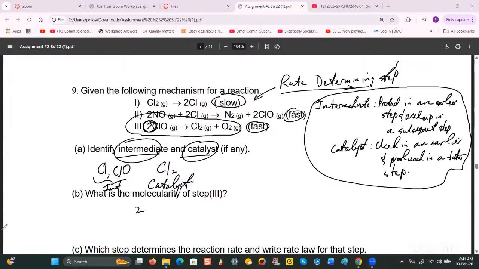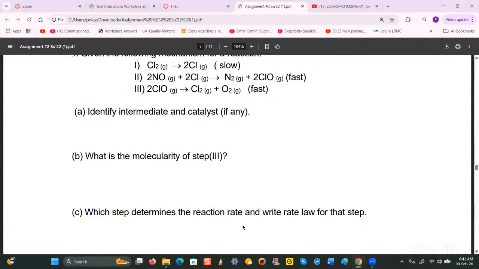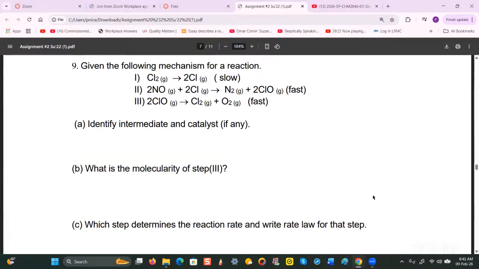Okay, let me clear this. The next question is, which step determines the reaction rate? And write the rate law for that step. If you remember what I said earlier, what step determines the reaction rate in this case? Is it step one? Step 1, exactly. Step 1, because it's the slowest step, right?